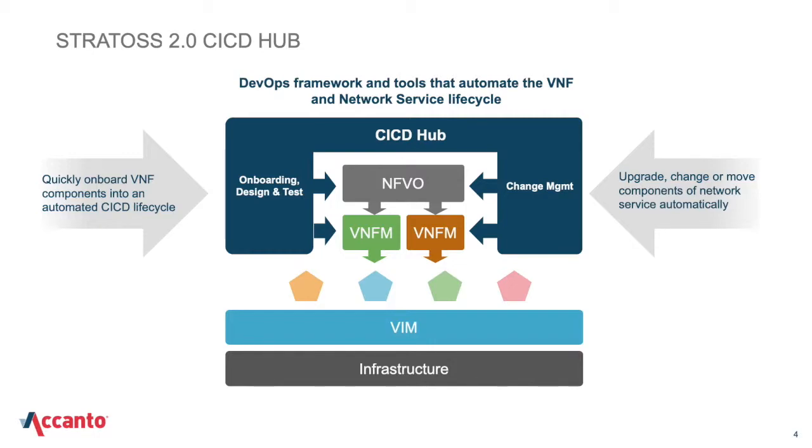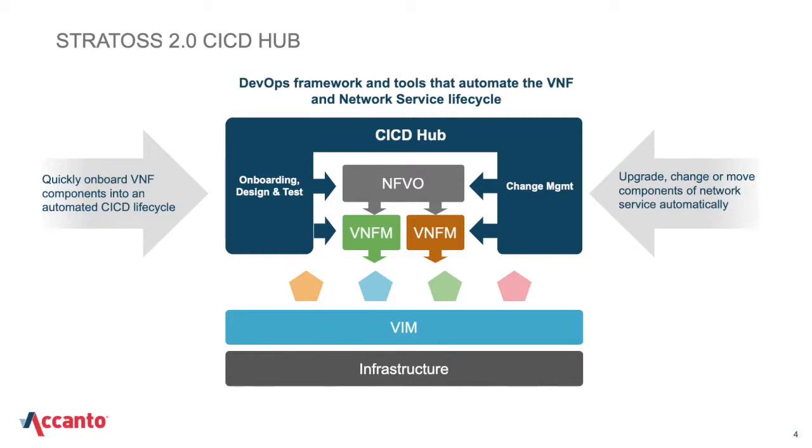This is why the 2.0 release comes with a set of reference tools in what we call the CICD Hub that you can use to automate your CICD process. The CICD Hub provides tools that allow you to develop and onboard VNF and network services, and then package and move these to various pre-production environments for testing in a fully automated pipeline.